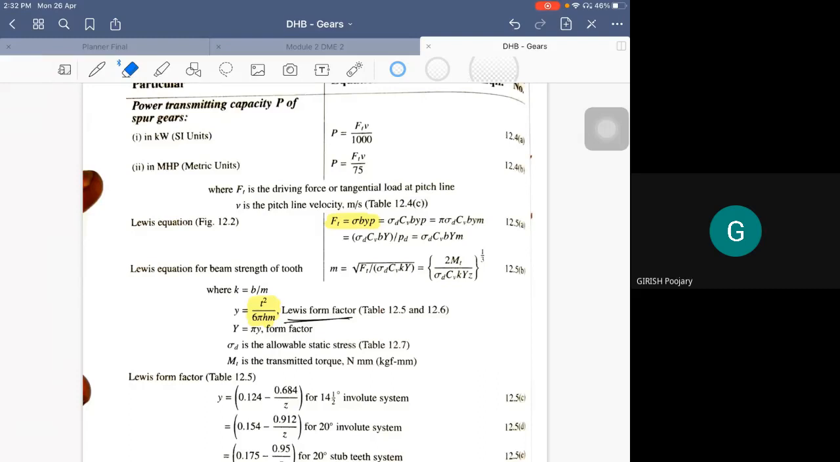So again, check Lewis's equation for beam strength of a tooth. There you can find something. Since it has a lot of parameters, you feel this cannot be used for the calculation, isn't it? But this one particular equation is the most usable in this particular chapter, Lewis's equation. Remember this. Pick that particular equation.